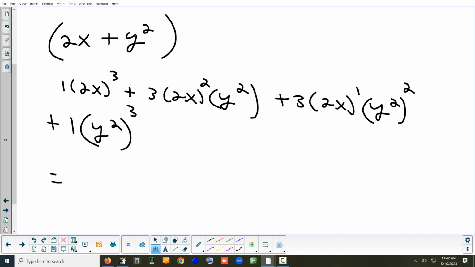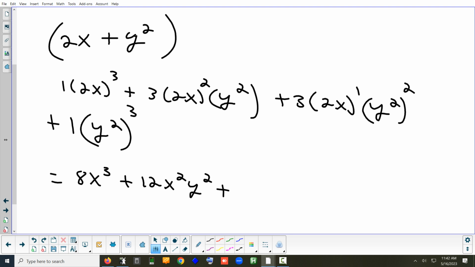Okay, so what am I going to get for my final answer for the first term? You just say it. 2x cubed. 2 times 2... No, 8x cubed. And my second term? 12x squared y squared. Yep.